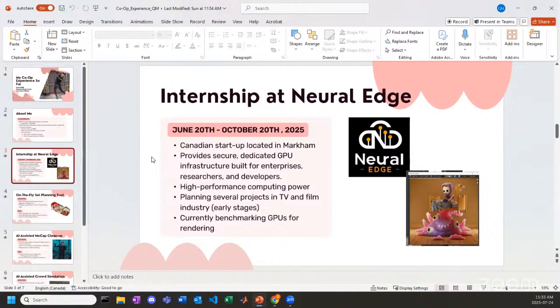They have access to really high-performing computing power. What they currently do is they offer a GPU as a service. But what happens is if the GPUs aren't rented, they just sit idle. So they're looking for projects to run alongside that GPU as a service.